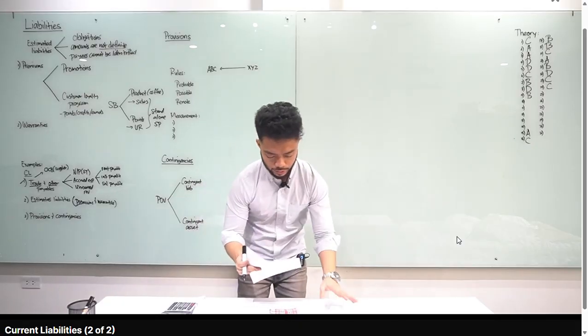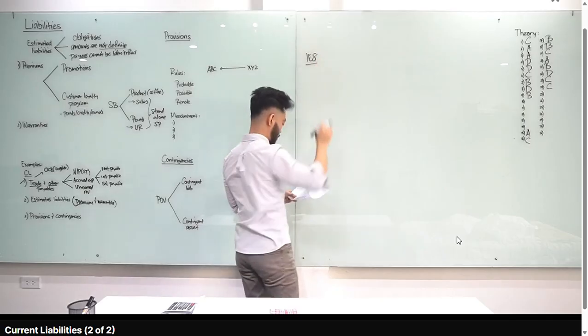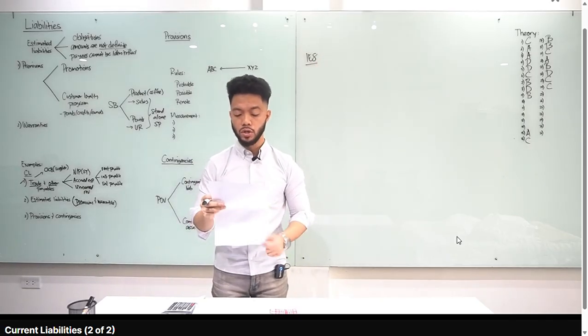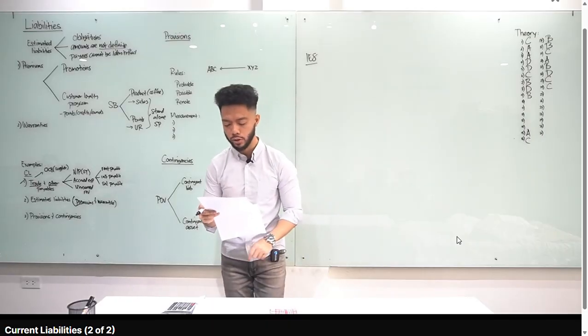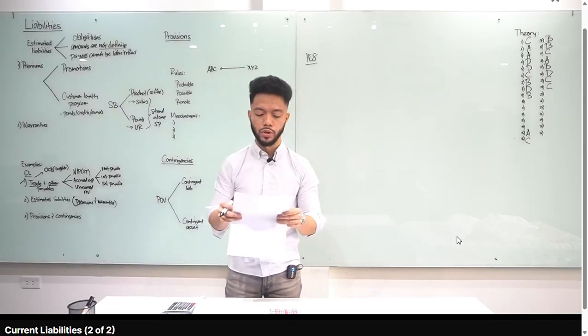Sige. Let's take a look at the requirement for illustrative example number 8. Okay, prepare the journal entries 2025 to 2028. So we have 4 years. ABC company operates a customer loyalty program. The entity grants loyalty points for goods purchased. The loyalty points can be used by customers in exchange for the goods. The points have no expiry date.